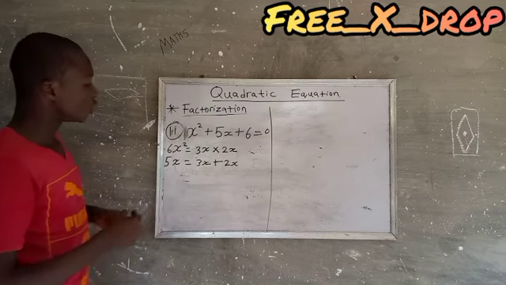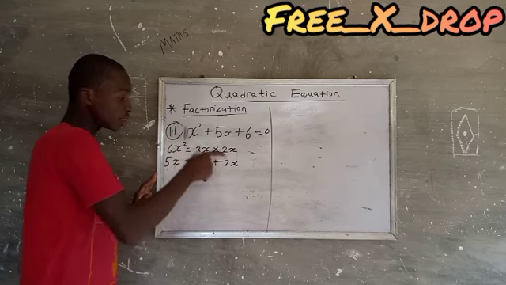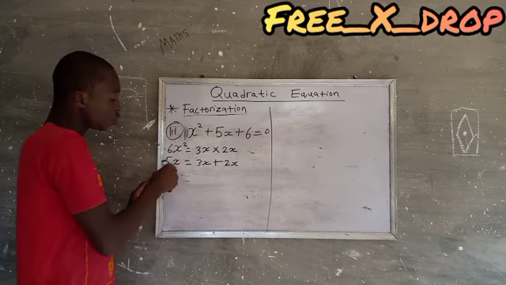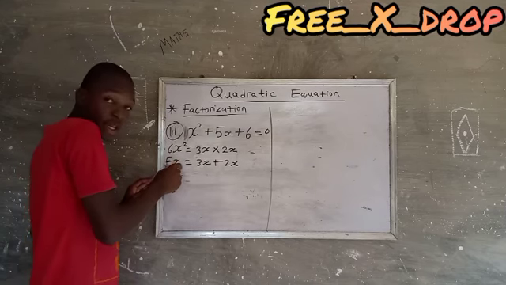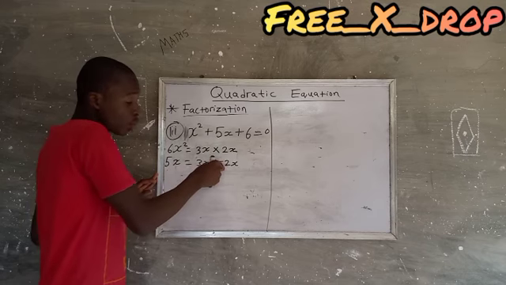So now, let's continue. This is the aim of doing this. Why we did this is to change this 5x to 3x plus 2x.